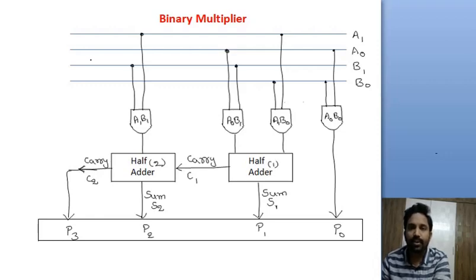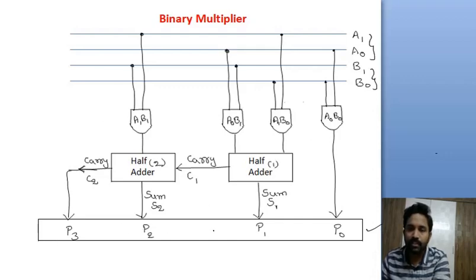In this video, we are going to discuss the design of a binary multiplier. To design this binary multiplier, we are going to consider the bits A1 and A0 and B1 and B0. So this is the final circuit diagram. And finally, these are our product terms P0, P1, P2 and P3.